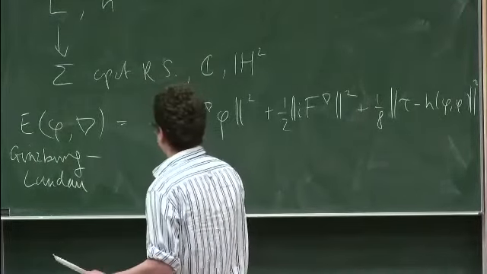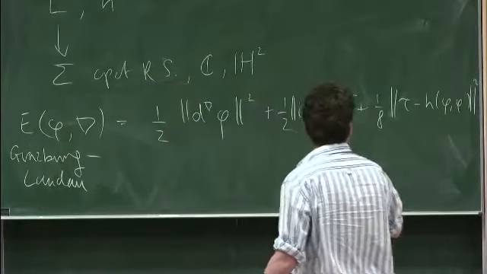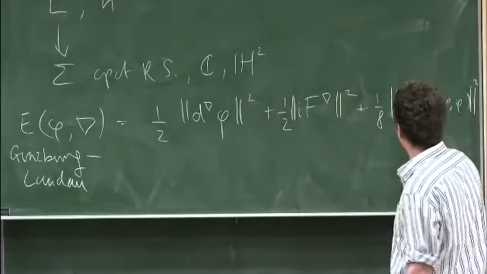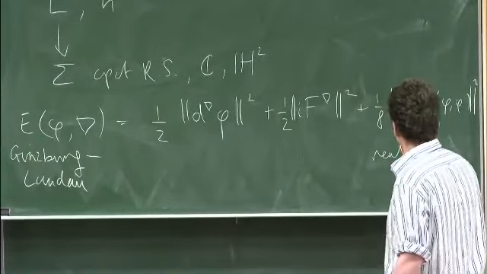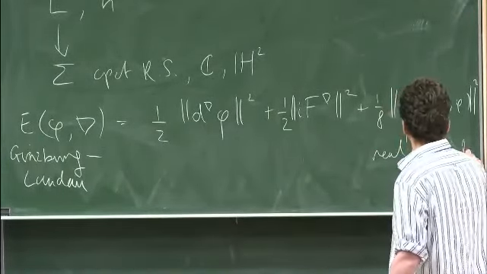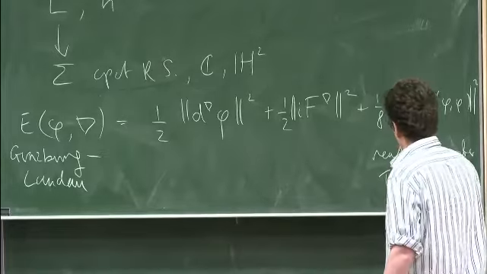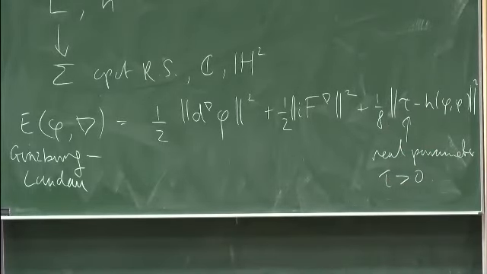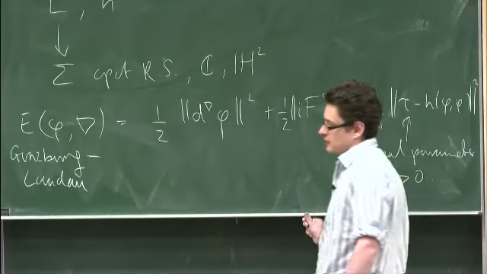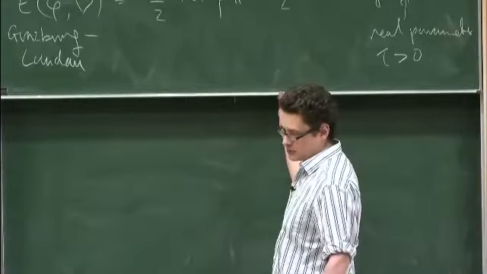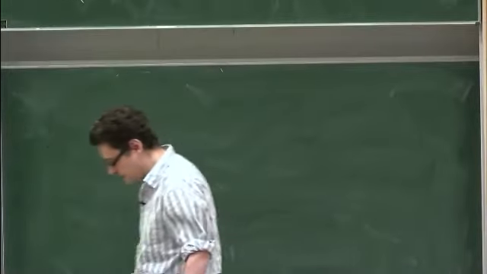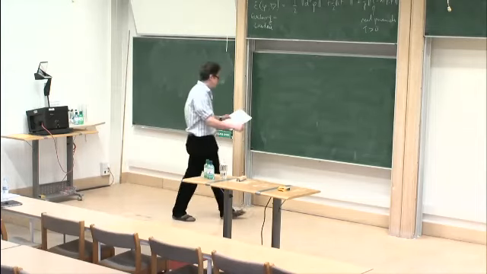So what do I say about this? Okay, so we have this real parameter tau, which we're going to take to be a positive number. So the interesting thing is to try and find critical points of that functional, and in particular, you really want to find the global minima of that functional.